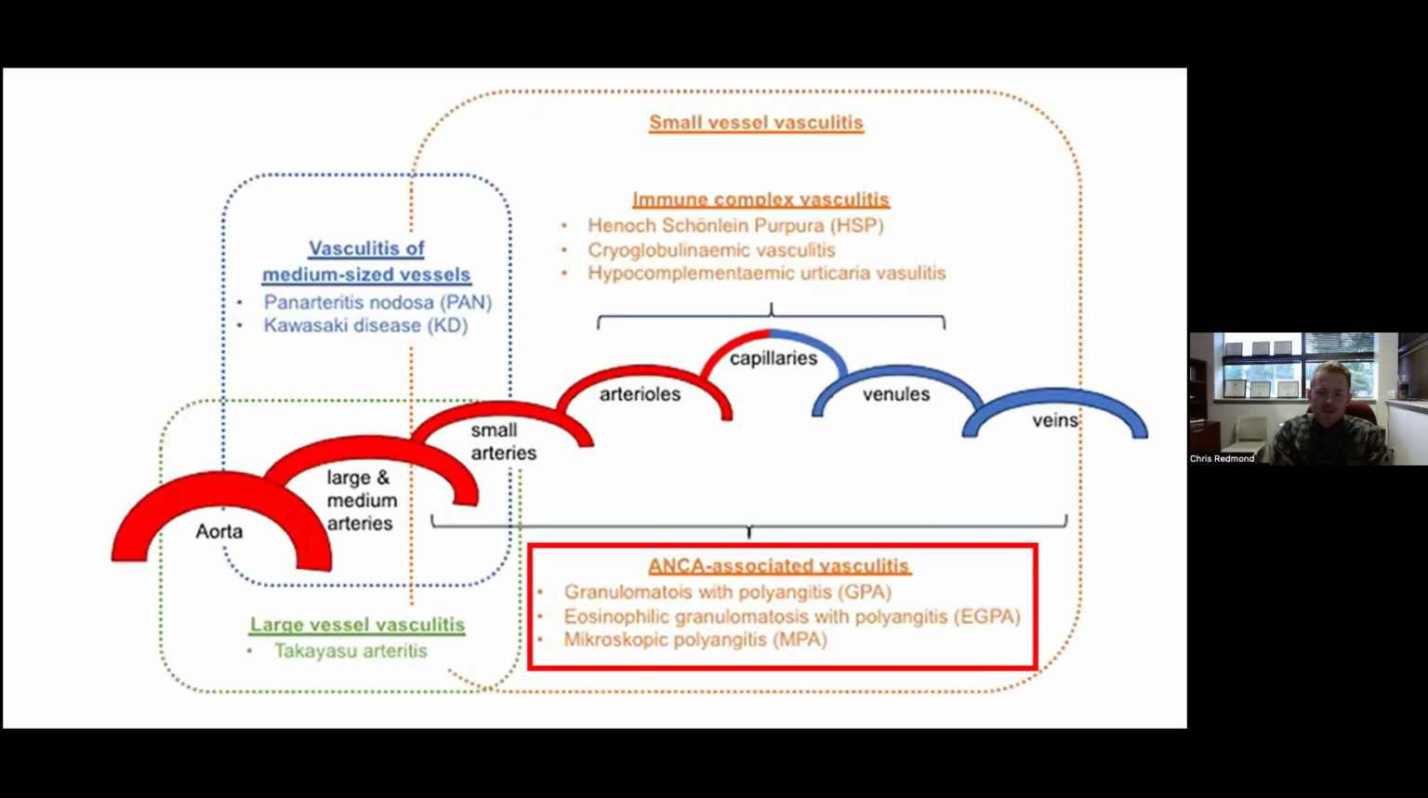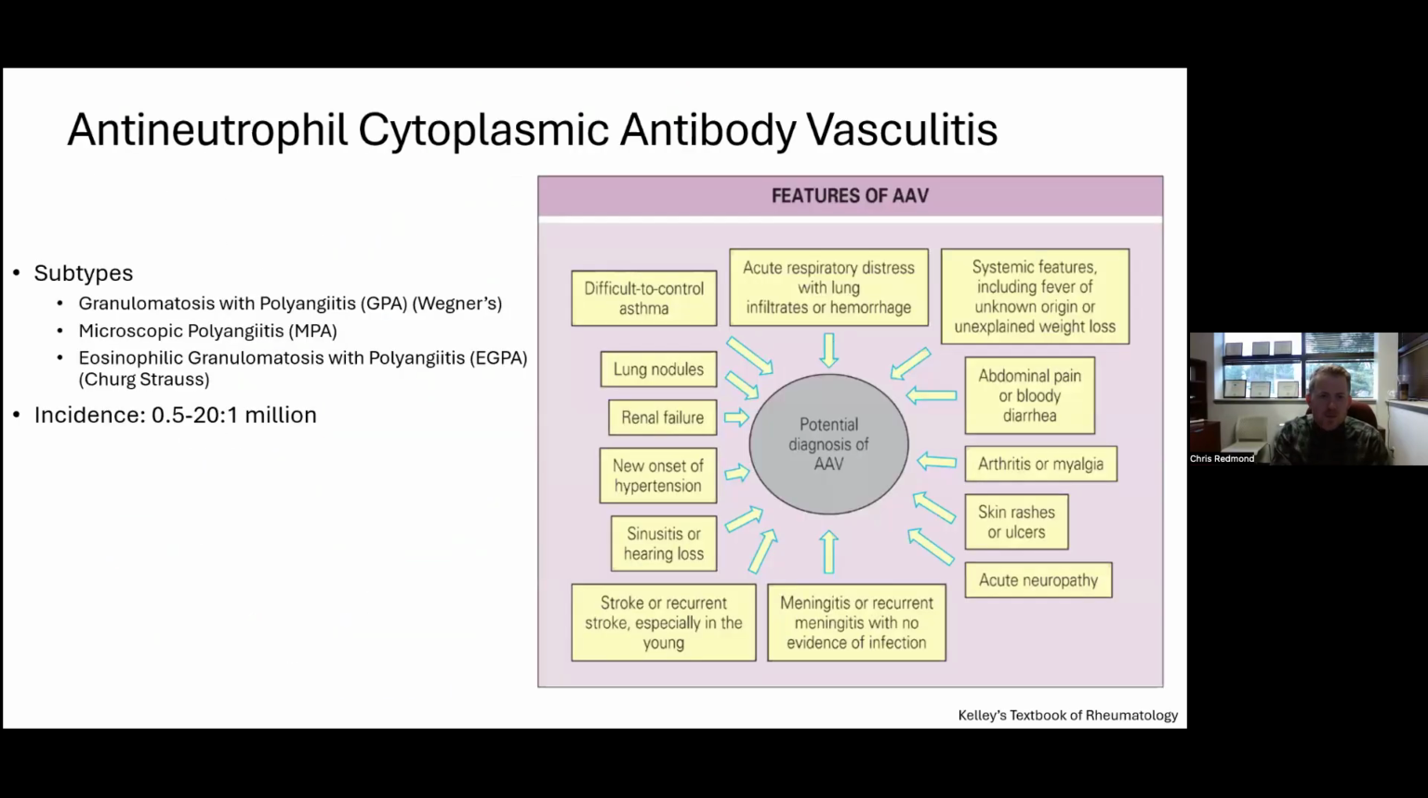So we'll start with ANCA-associated vasculitis. Sorry for the blurriness there. Anti-neutrophil cytoplasmic antibody vasculitis. Really three major types: granulomatosis with polyangiitis, formerly called Wegener's granulomatosis, microscopic polyangiitis, and then eosinophilic granulomatosis with polyangiitis, previously Churg-Strauss.